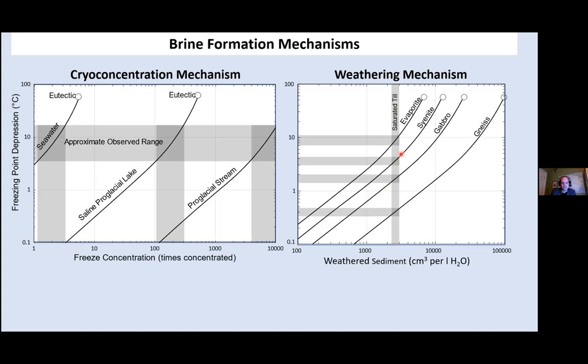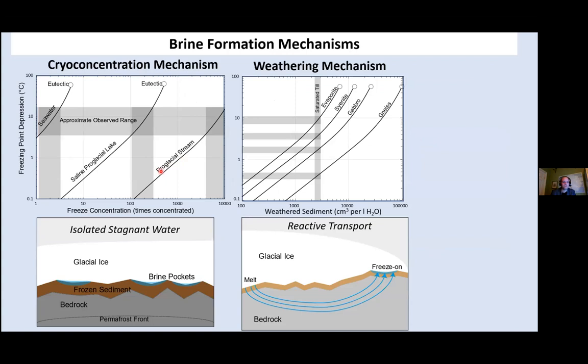It would be about 3 or 4 degrees for the syenite and less for the gabbro. But if you were able to have the fluid flow into more and more till, you could keep weathering it until you've released enough halides to have significant freezing point depression. So you could relate these to two different mechanisms of brine formation.